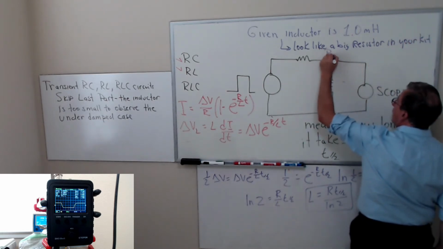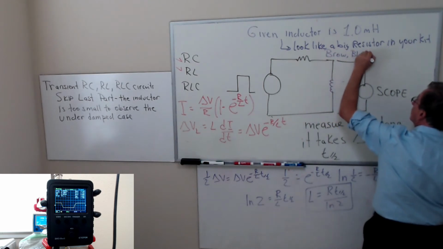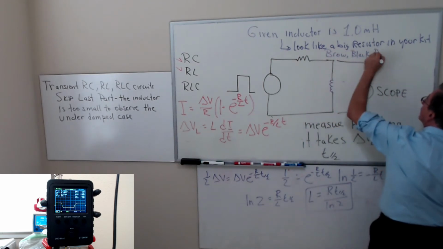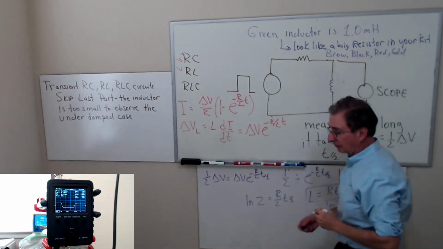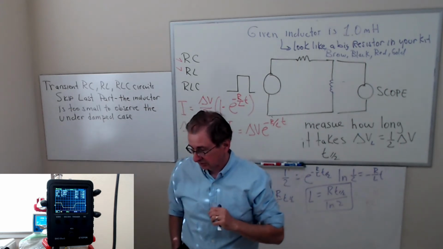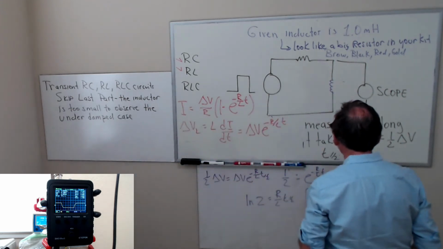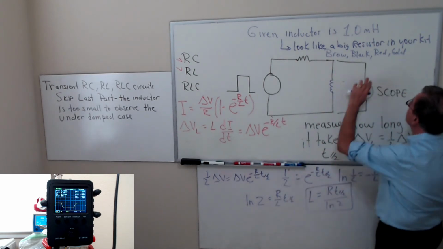It's brown, black, and the color code is red, gold. That way you can identify it. Okay? And so, same thing again, you'll measure Q1/2, measure L, and compare this value.